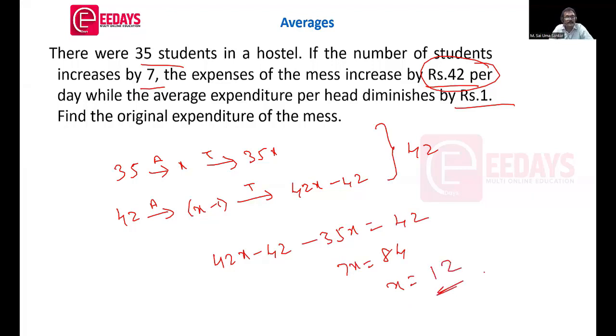What is the question? Find the original expenditure of the mess. Here x is the average. But what is the original expenditure? 35 into 12. What is 35 into 12? 35 into 10 is 350, keep in our mind. 35 into 2 is 70. So 350 plus 70 is equal to 420 rupees, which is the required answer.